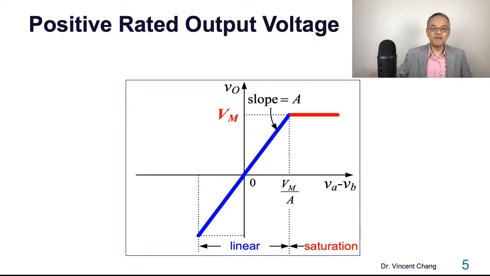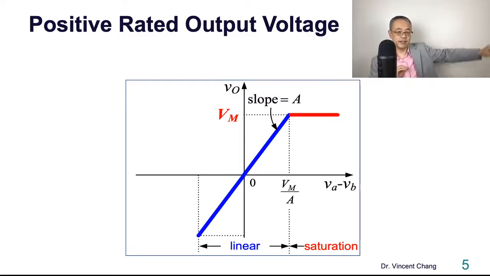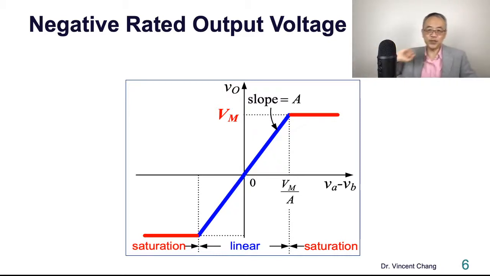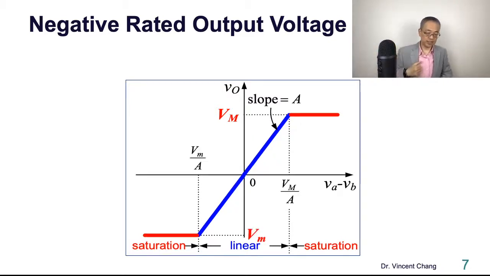This ceiling is called positive rated output voltage, denoted by V capital M. This is the positive saturation. But if you go in the other direction, then you are going to get a saturation on the other end, and you're going to reach a negative rated output voltage denoted by V lowercase m.